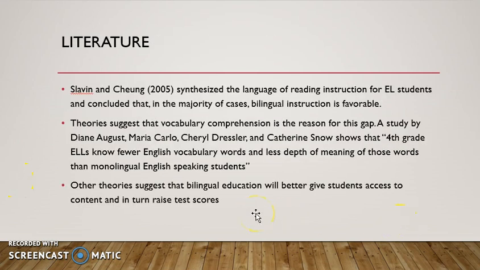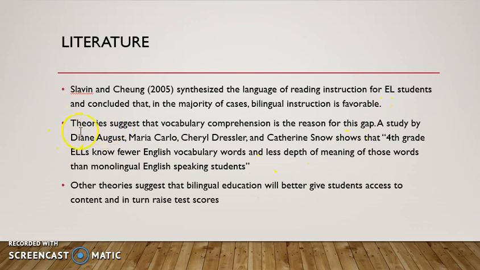So some literature that I picked up during my research on this topic comes from Slavin and Cheung. They synthesized the literature on reading instruction for EL students and concluded that in a majority of cases, bilingual instruction is favorable. Now, they did 4 studies, 3 of which showed that students receiving bilingual instruction scored higher on state or national benchmarks, and the other study showed that there was no difference.